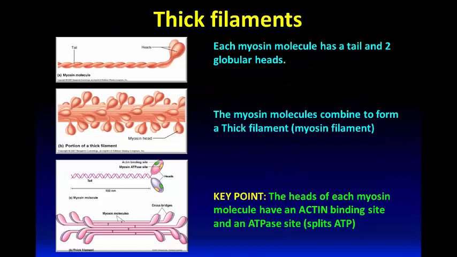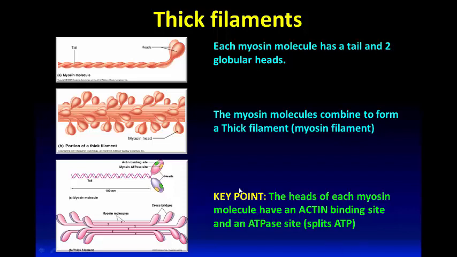The thick filaments are composed of myosin molecules. Each myosin molecule has one tail and two globular heads. The myosin molecules combine together to form a thick filament, which we call the myosin filament. So the myosin filaments, or the thick filaments, are composed entirely of myosin molecules.